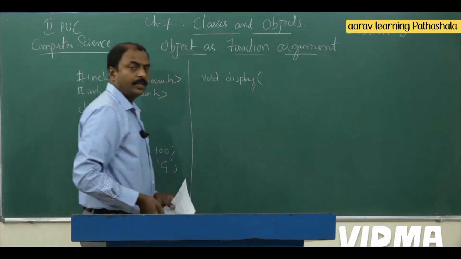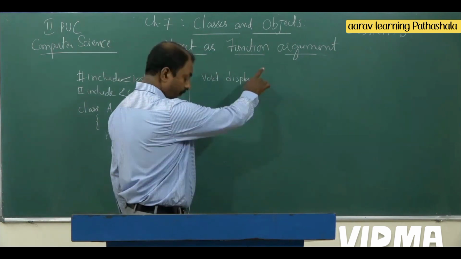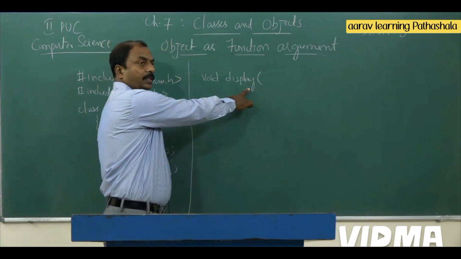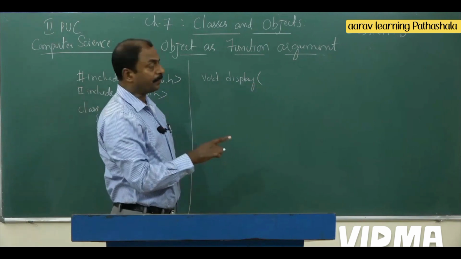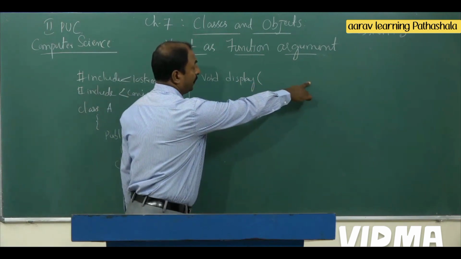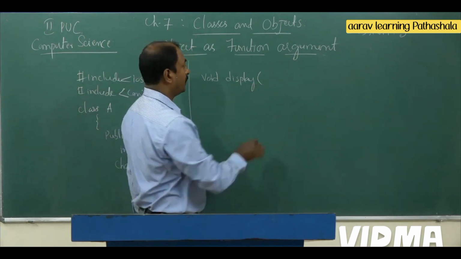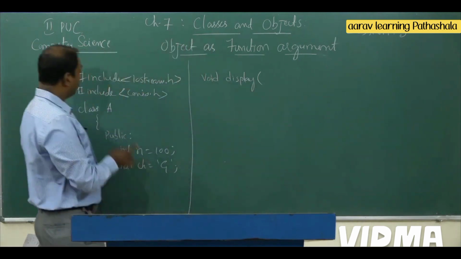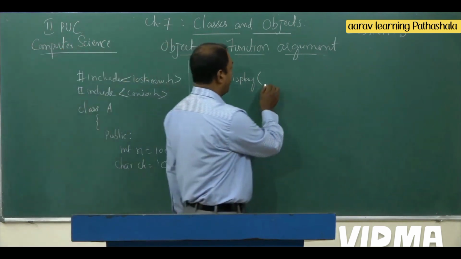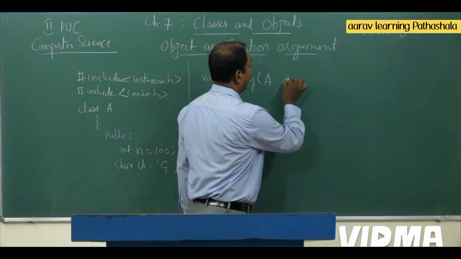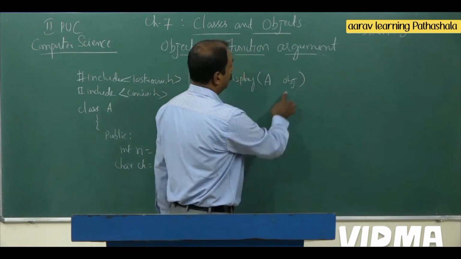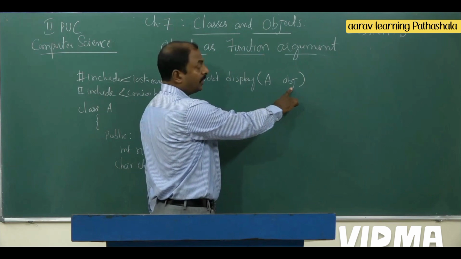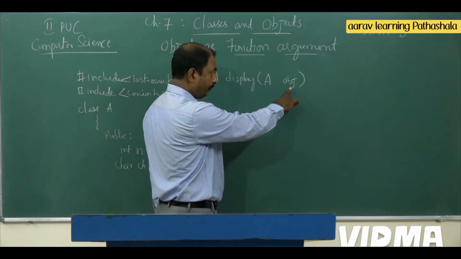display. Students, please observe at this stage, this is a function with a parameter, and in this example the parameter is supposed to be an object of a class. In this example, the name of the class is A. I'm going to write A space obj. Here obj is an object, and it is also a user defined name.